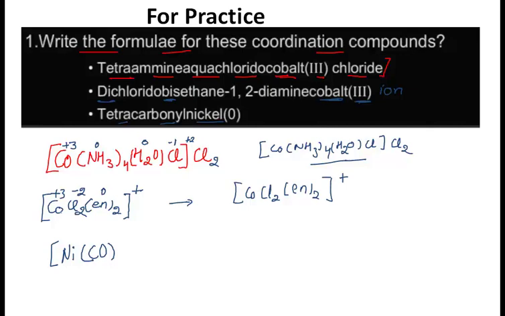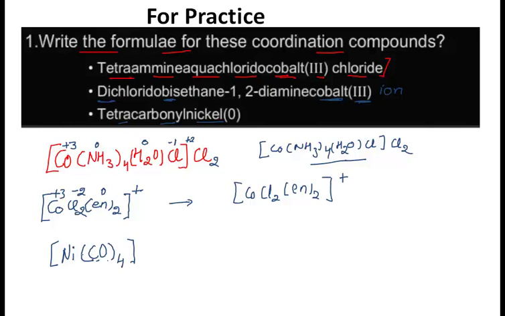Cobalt has C capital, O small, whereas carbonyl has C capital, O capital as well. It's carbon monoxide, right? So nickel and then carbonyl, tetracarbonyl. Tetra means carbonyl will be 4 times and nothing else, and we will close this. So this will be the coordination complex.